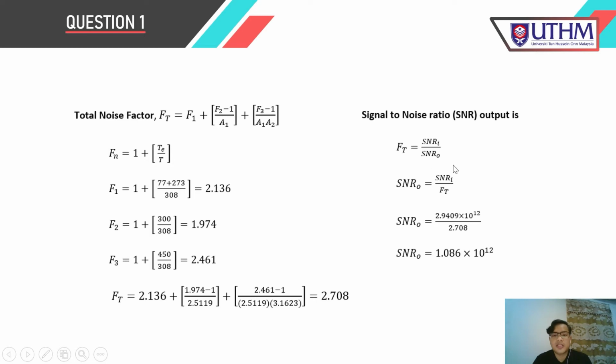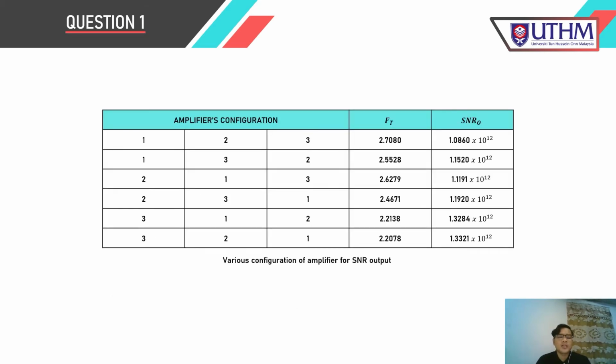So from here we can calculate the SNR output. We can use this formula, insert the parameters, and then SNR output is 1.086 times 10 to the power of 12. So in order to get the highest SNR output, we need to arrange the amplifiers in various configurations. The first one is 1 2 3, then 1 3 2, and the last one is 3 2 1.